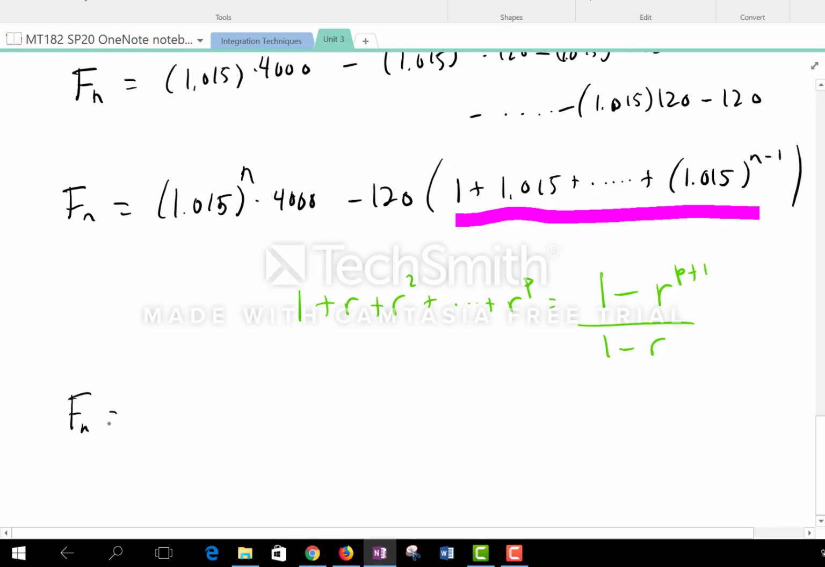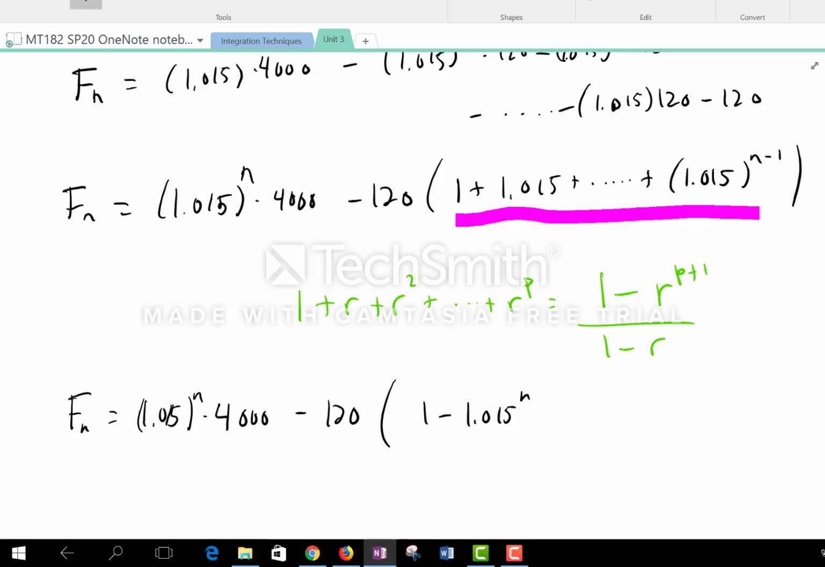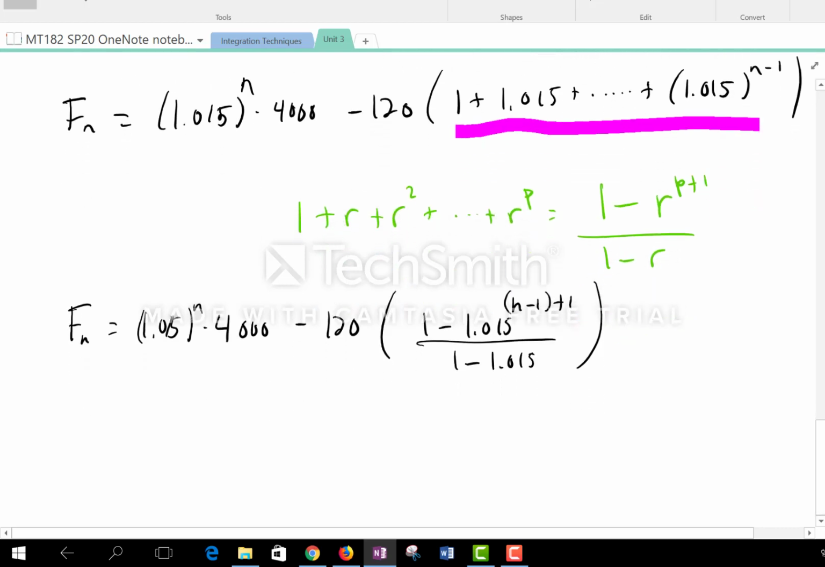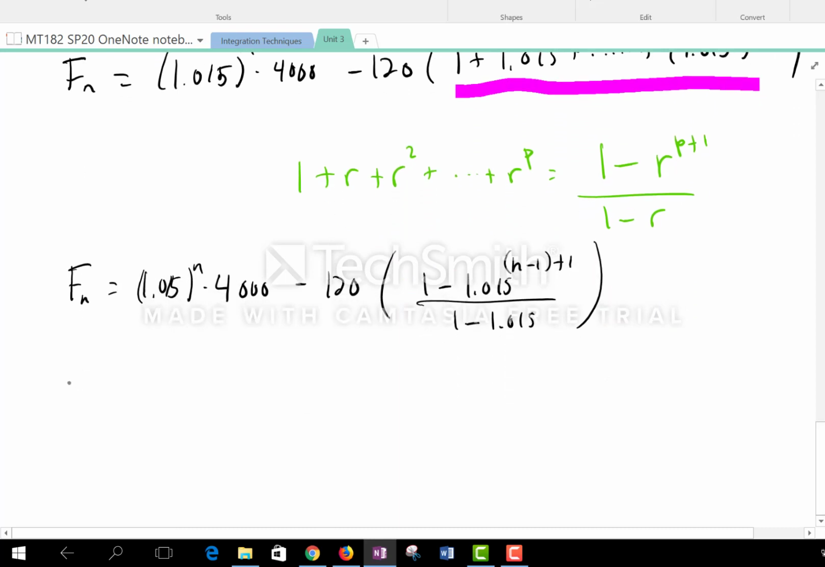So f sub n is going to then be just copying the first term down, minus 120. Now we're going to apply the formula in the parentheses there, and we're going to replace that by 1 minus 1.015 to the n. In this case, what should our exponent be? Well, our previous exponent was n minus 1, so it'll be n minus 1 plus 1, all divided by 1 minus r. Alright, now the n minus 1 plus 1 is just going to be the nth power, and then we're just going to keep on simplifying this down a little bit.